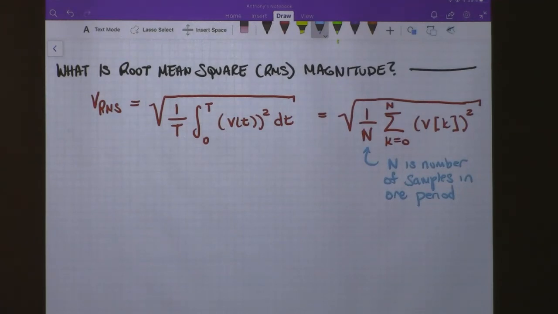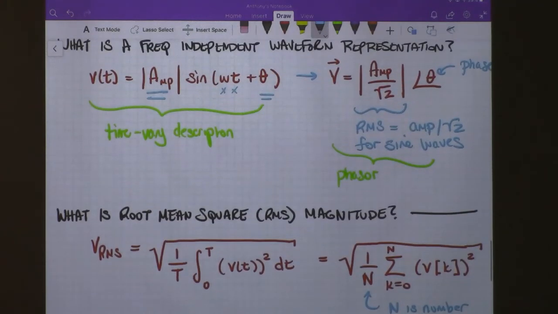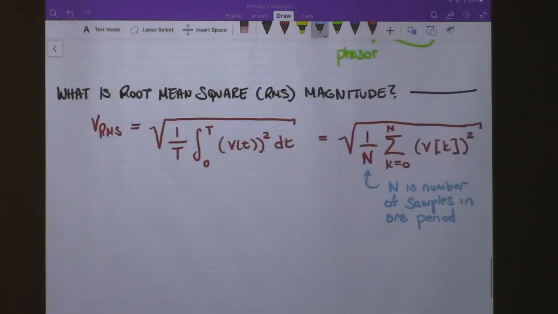I'm not going to take the time to go through and do an example of calculating it, because I feel like that's something that you should understand from your math courses. But again, we luck out that there's a shortcut for a sine wave, which is just amplitude divided by square root of 2. But you could go and get the same answer by using one of these two expressions.